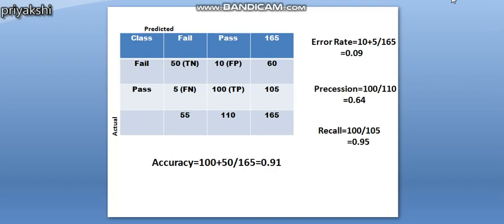Next we see how the value of error rate is calculated. Error rate is calculated by the value false positive plus false negative. So it will be 10 plus 5, 15, divided by the total number of values, 165. So false positive plus false negative will give you the error rate divided by the total number of students.